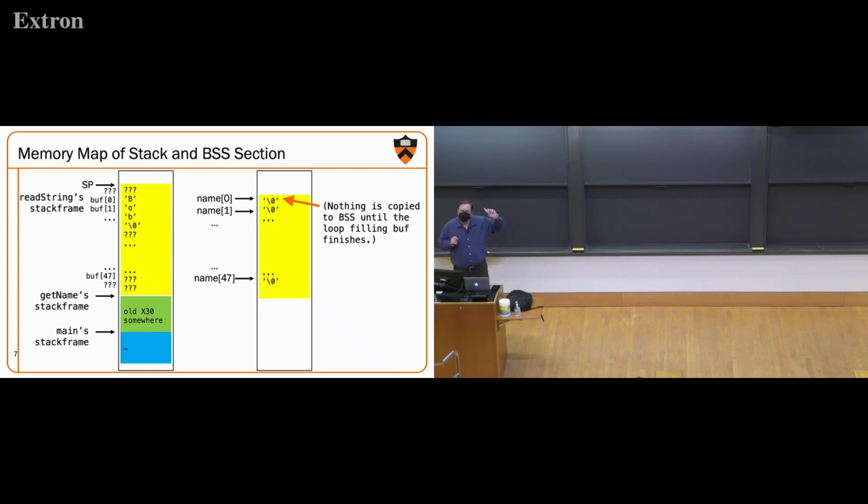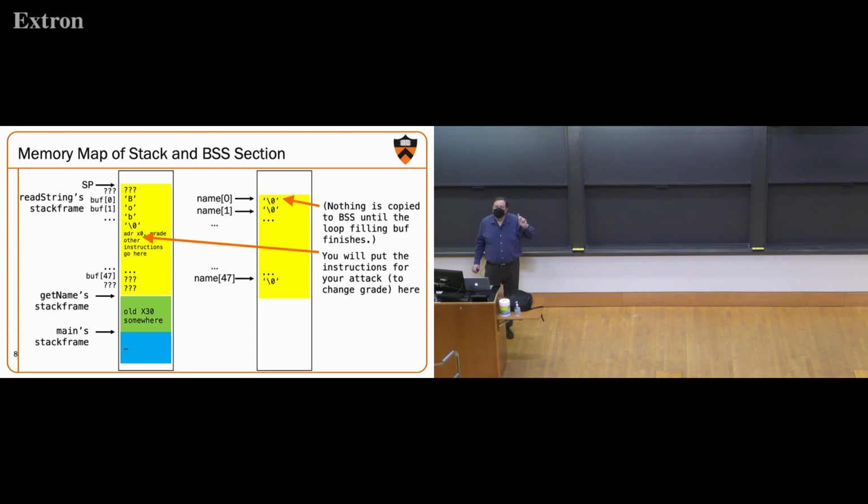But now there's hopefully some space left over in that buffer. And what you're going to do is stash those instructions that you want executed later on, the instructions that are actually going to execute an attack and perhaps give you a grade better than a B. Those instructions are going to go past that null byte on the stack in readString, with the hope that eventually they will end up in the name array.